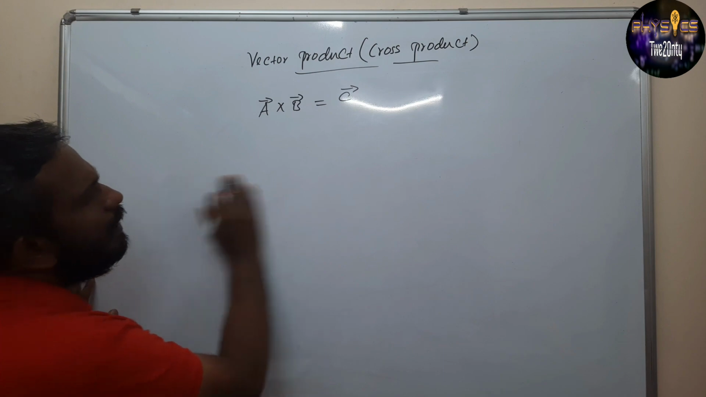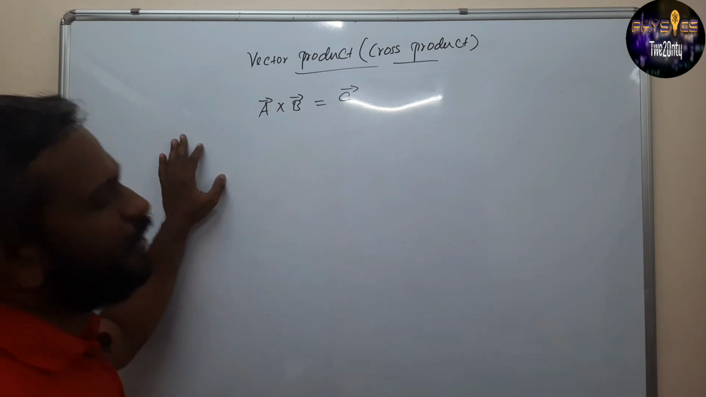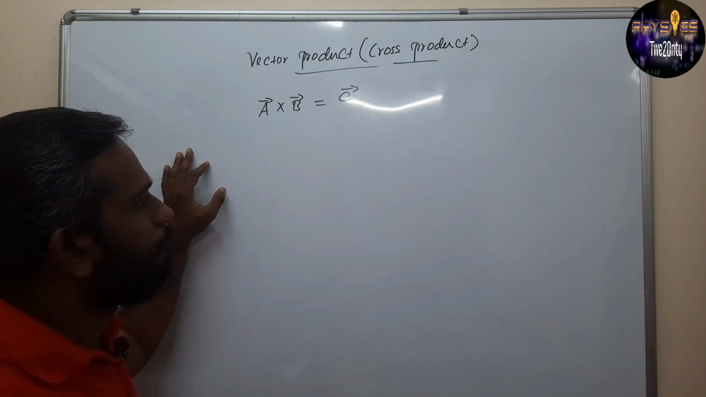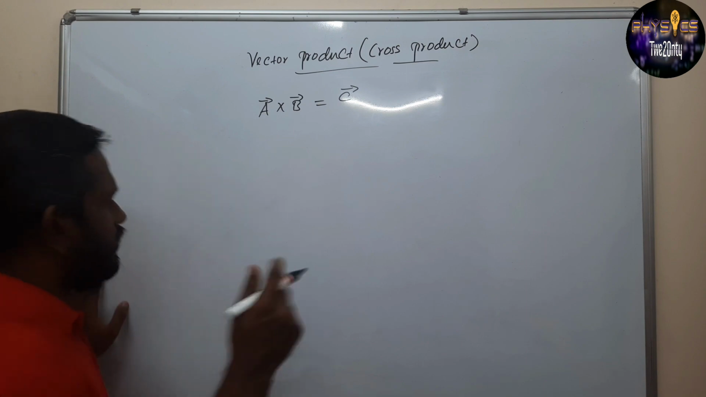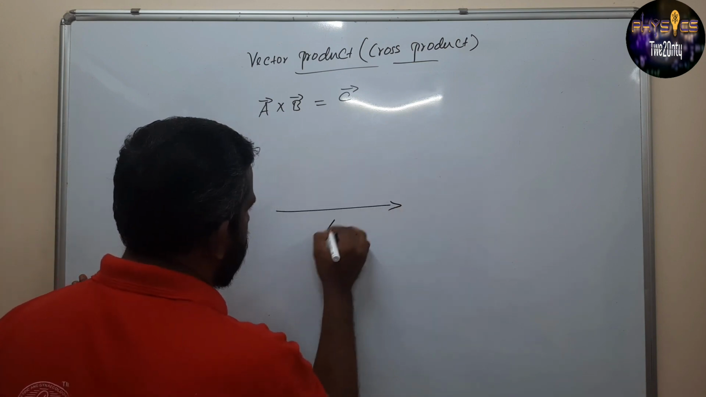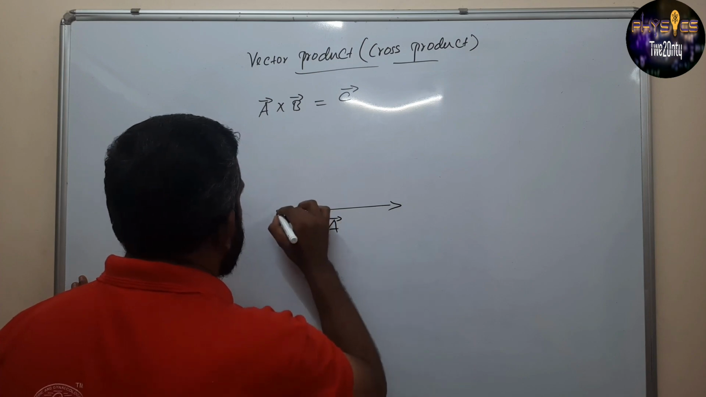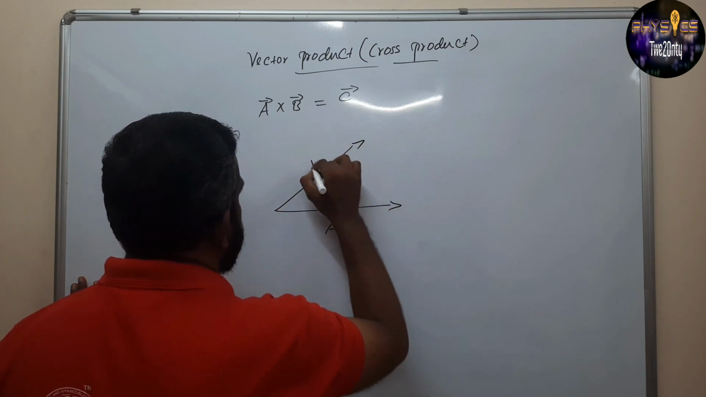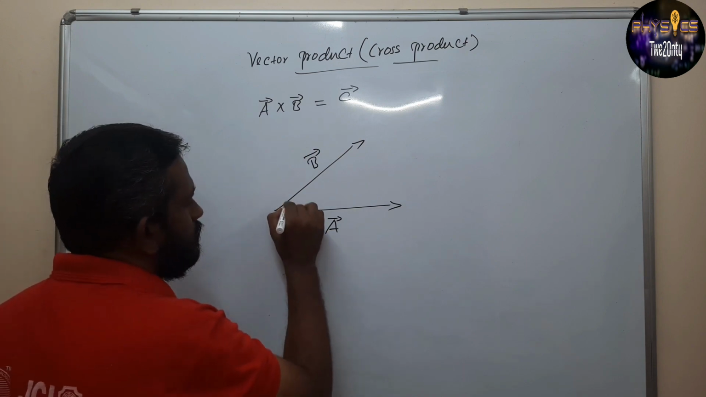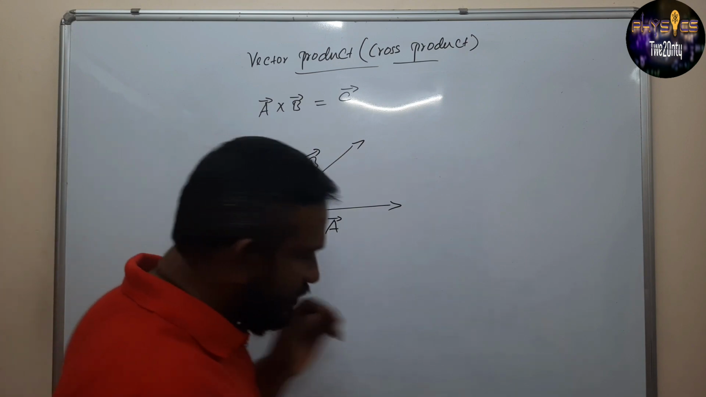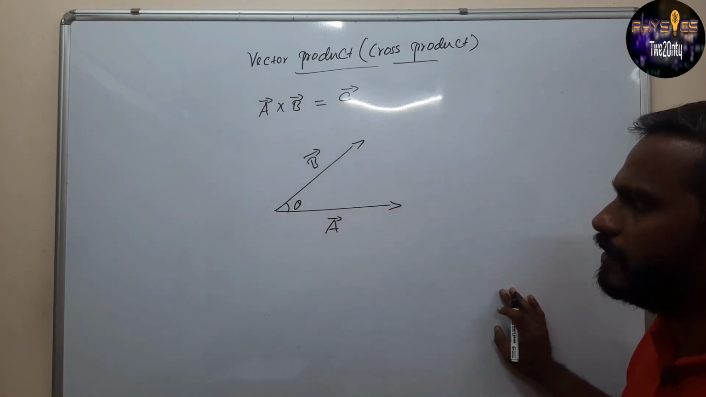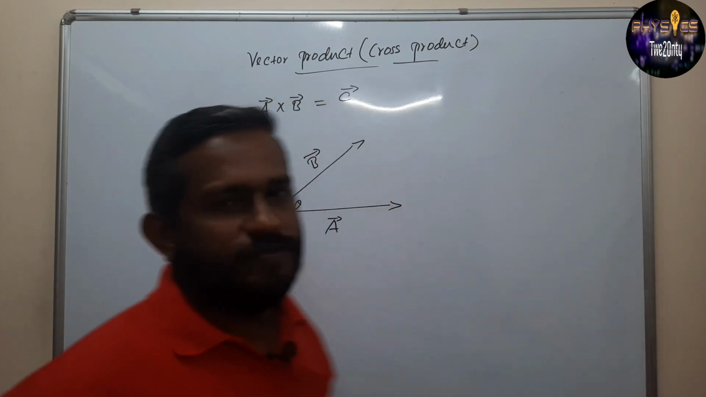When a vector is multiplied by another vector, the resultant is a vector only. So consider two vectors: this is vector A, and this is another vector B, which are inclined at an angle theta. So what is the cross product of these two vectors?